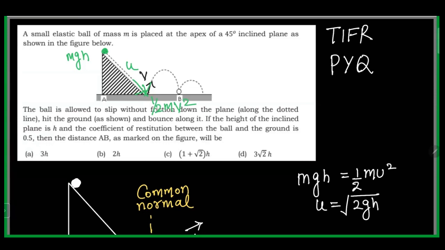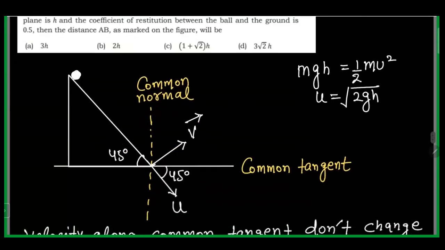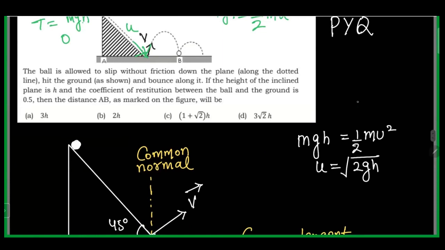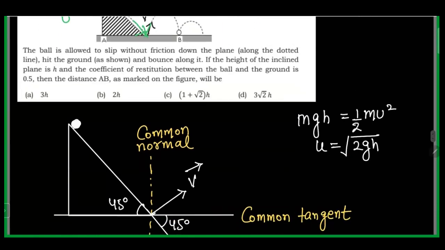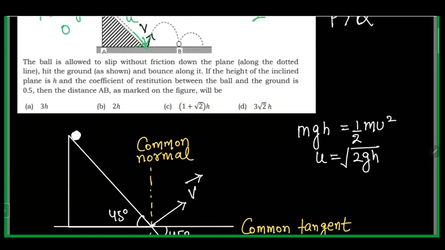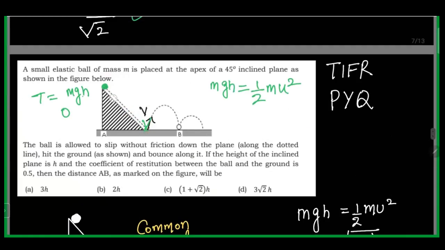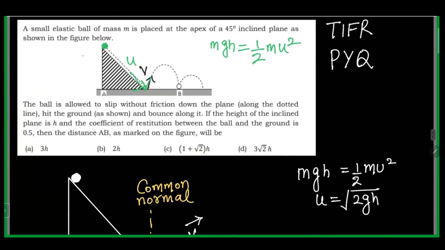Everyone knows that the total energy at top will be equal to the total energy at bottom. Total energy at top is mgh, and there is no kinetic energy at top, so kinetic energy at top is 0. At the bottom there is no potential energy, but there is kinetic energy, half mu square. So mgh equals half mu square, and from here u comes out to be under root 2gh. Very nice. So one thing we identified is the speed with which the body will hit the ground.